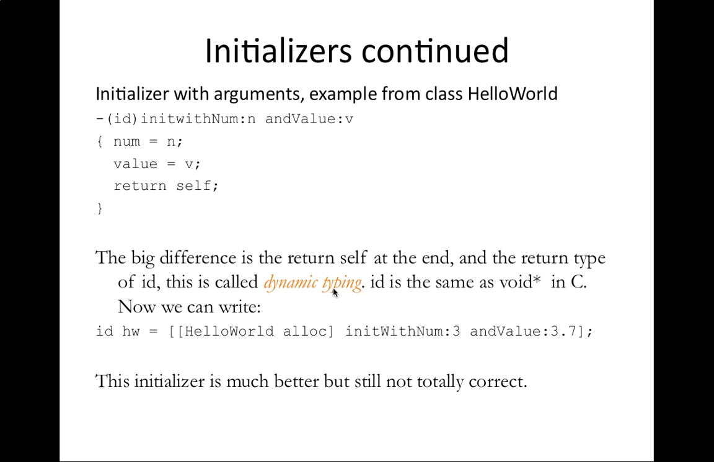So this is called dynamic typing, if we haven't seen this already. We've seen dynamic typing in here, I think, haven't we? Yeah. I talked about id, I believe, a couple weeks ago. It's referred to as dynamic typing. The id is the same as the void asterisk in C. So then we can write it as id HW, or homework, is equal to hello world alloc, and then initialize with number 3 and value 3.7.